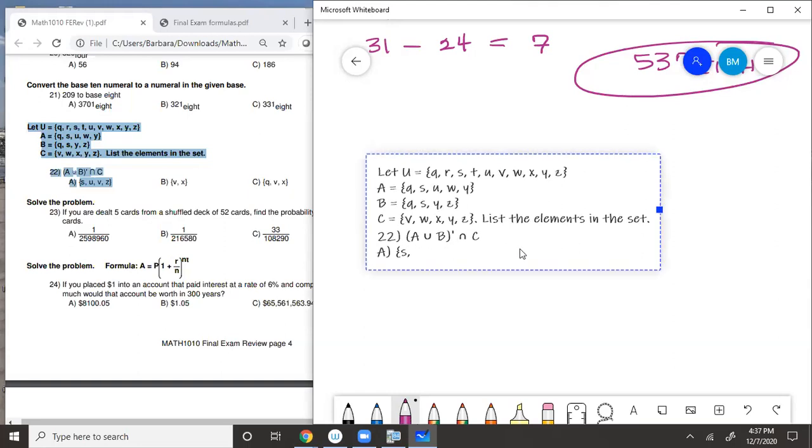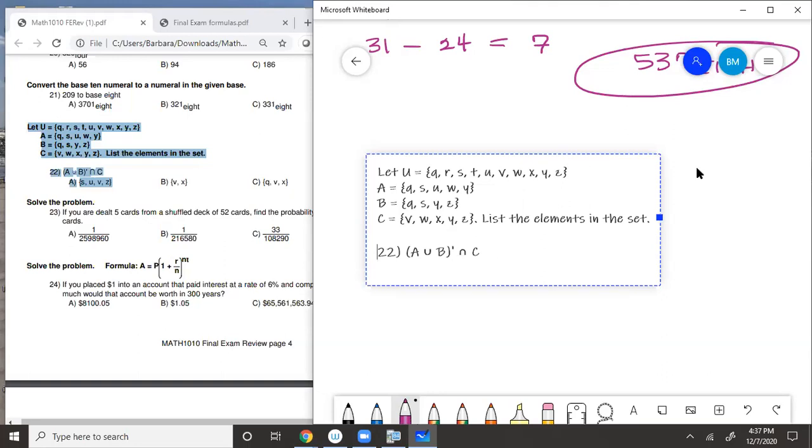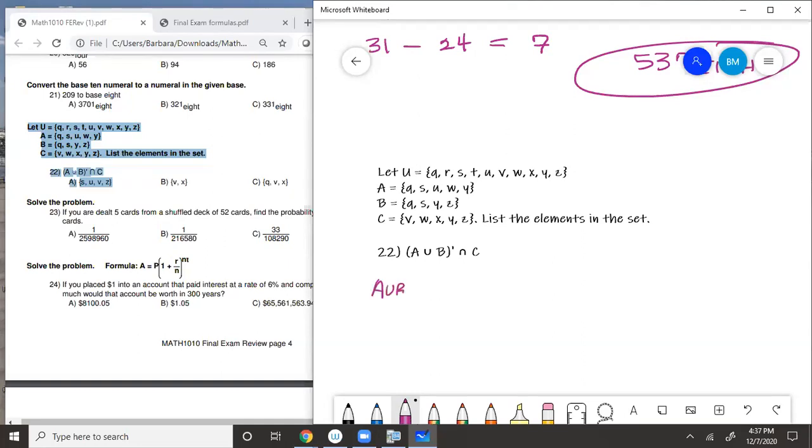All right, so we're looking for the complement of A union B intersecting C. All right, there's a lot of stuff there. So we're going to need to break it down. So the first thing we do is A union B, right? What's in A and B? Yeah, both of them. So we have Q, S, U, W, Y, and Z. And you got it all in order too.